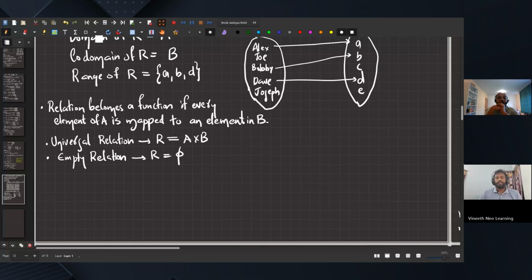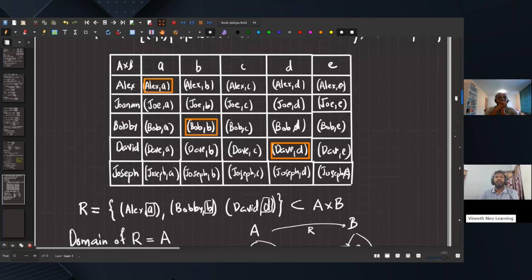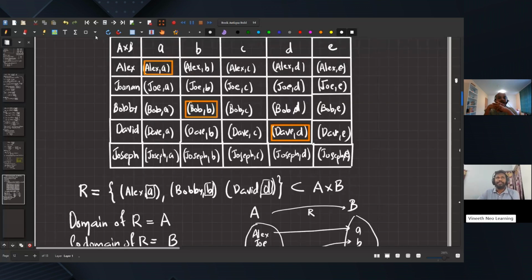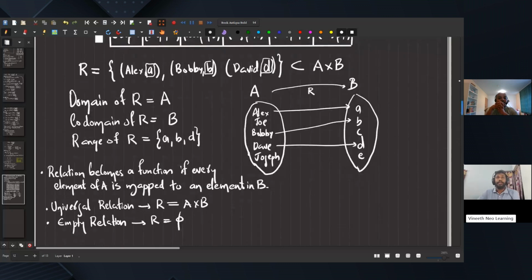Let me ask you. Can a universal relation be considered a function? One to many function, isn't it? Many to one, because Alex will be mapped to different values. Alex will be mapped, yes, to Joe. Thanks for pointing that out. That's a thing I forgot to mention. Everything should be mapped to an element, but one element should have only one image. That's also a condition here.